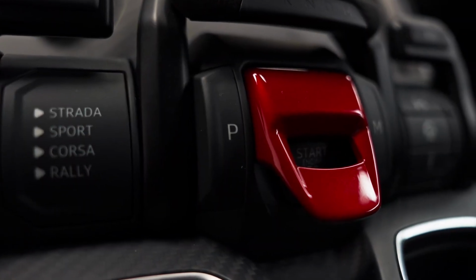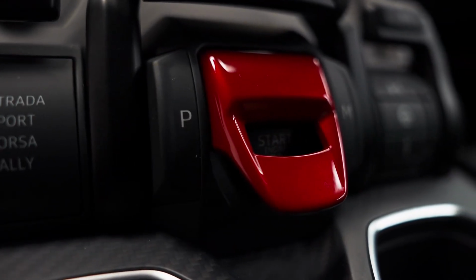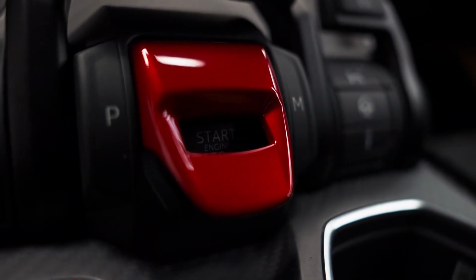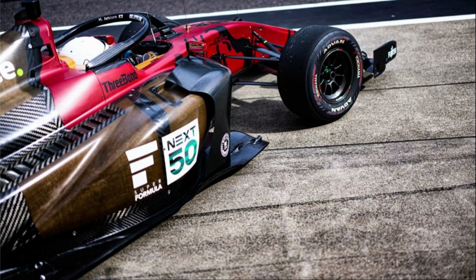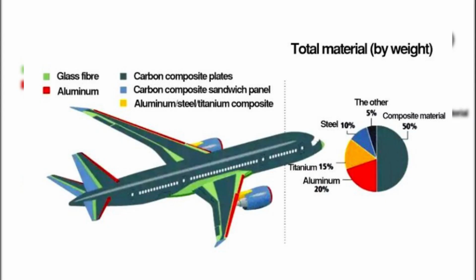Because of these properties, carbon fiber composites are widely used in advanced engineering fields. They appear in aircraft fuselages, spacecraft components, racing car chassis, wind turbine blades, and high-performance sports equipment. For example, modern passenger aircraft may use carbon fiber composites for large portions of their wings and fuselage structures. Despite these advantages, carbon fiber is still relatively expensive to produce.